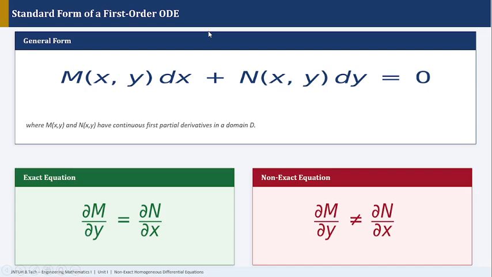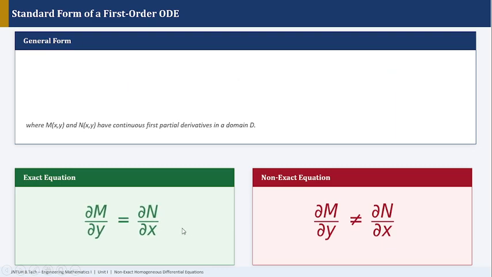The general form of the first order ODE is M dx plus N dy equal to 0, and M and N have continuous first order partial derivatives in a domain D. Exactness equation. To verify the exactness of the general first order ODE, first we identify M and N, and next we find the partial derivatives ∂M/∂y and ∂N/∂x, and check whether both are equal or not. If both the partial derivatives are equal, then we say that it is an exact equation. If both the partial derivatives are not equal, then it is called a non-exact equation.